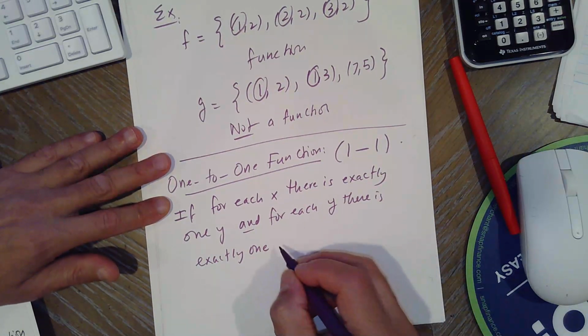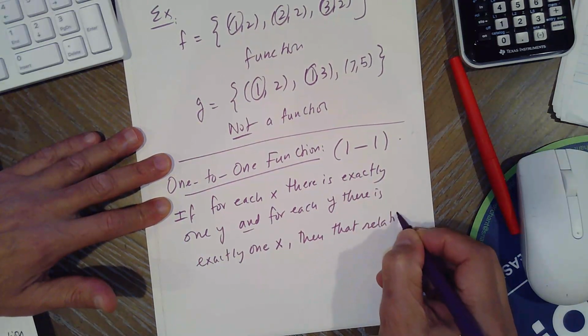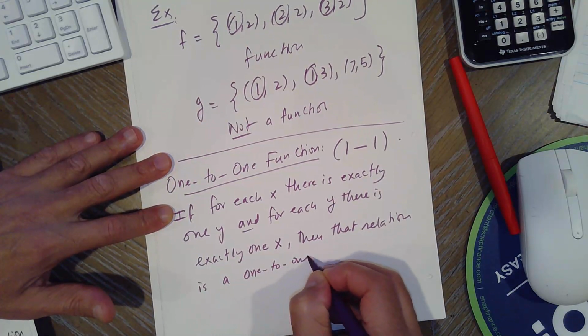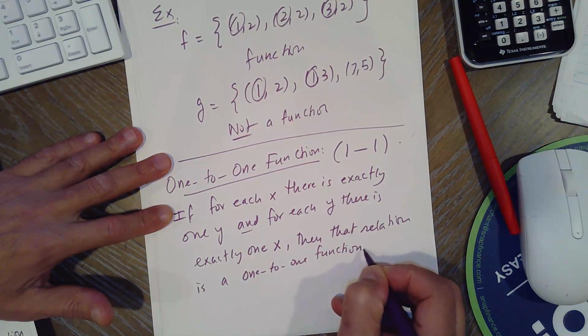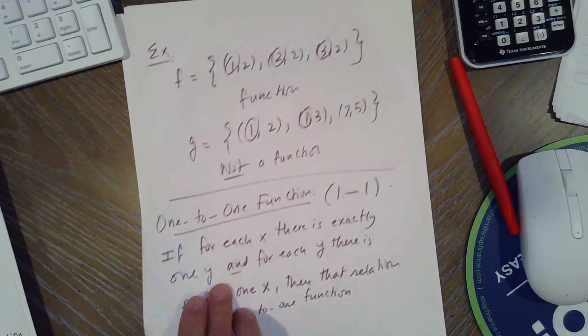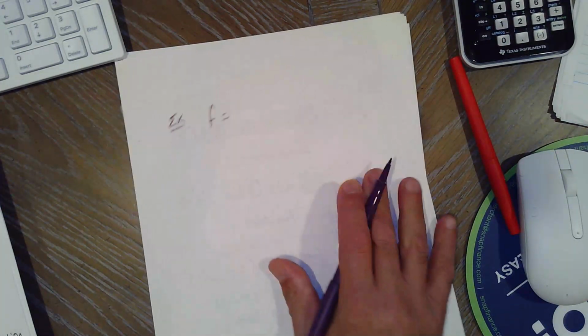For each y there's exactly one x, then that relation is a one-to-one function. So in a one-to-one function, just like it says, for each x there's going to be exactly one y, and for each y there's going to be exactly one x. So each x is paired with exactly one y, and each y is paired with exactly one x. No x can repeat and no y can repeat.